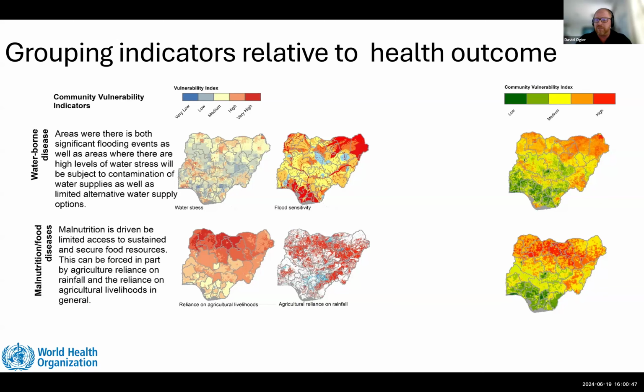Climate hazards for injury from extreme events might look at 1 day maximum rainfall versus days over 20 millimeters and coastal flood risk, while heat-related illnesses might combine maximum temperature days, warm spell duration, days above 35, and hot nights. So essentially selecting and grouping all of these indicators relative to the health outcomes will help you build the logical framework of the assessment that you're trying to do.